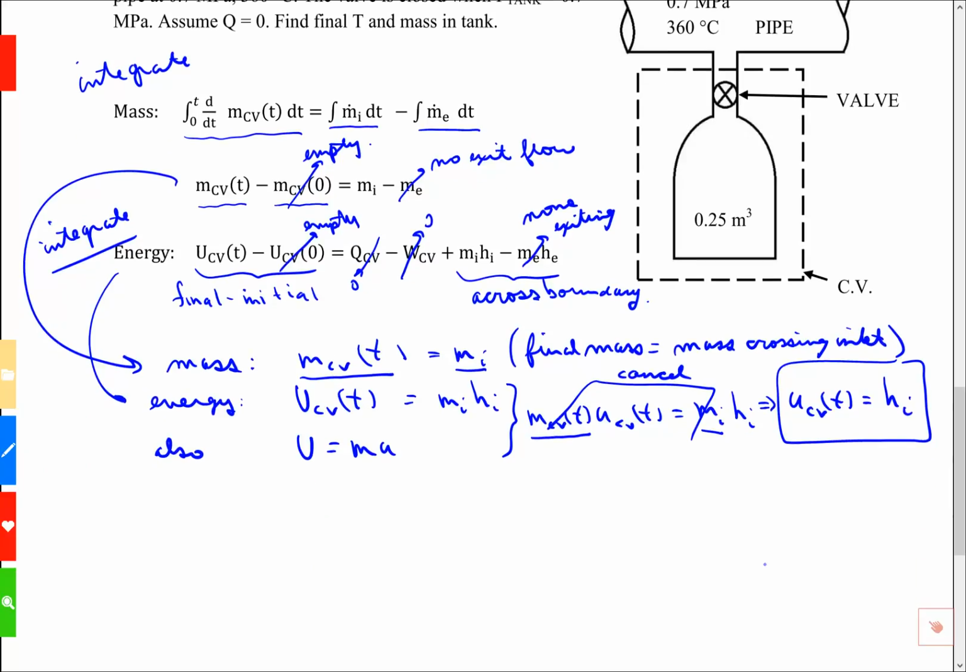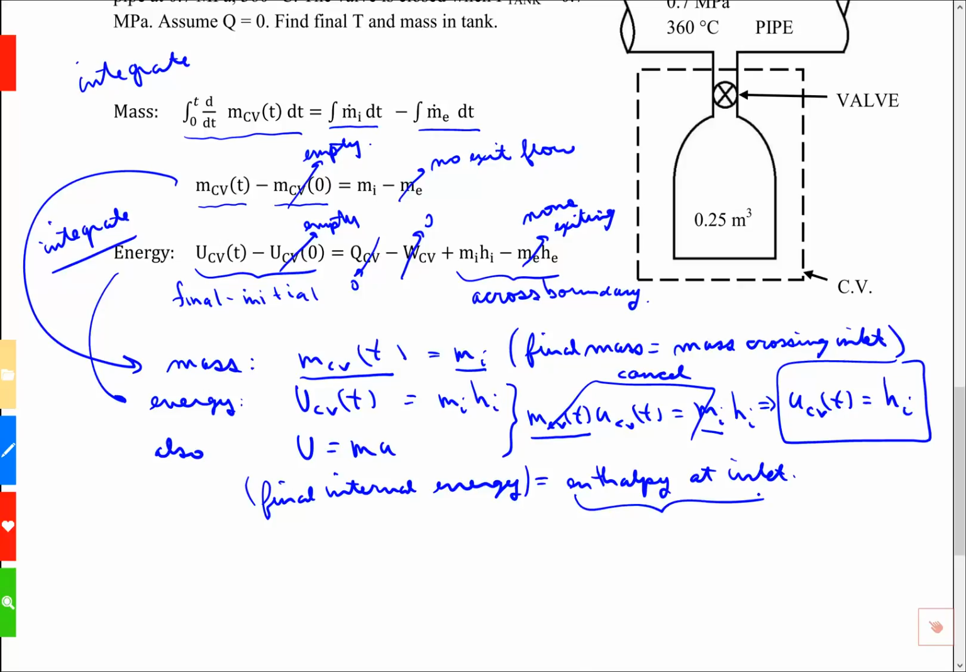Let me say that in words. Final internal energy is equal to the enthalpy at the inlet. How's that? Enthalpy at the inlet. And the evaluation of the integral equation worked. The integration worked because this was constant with respect to time. That simplified our analysis. That's an assumption in the analysis.